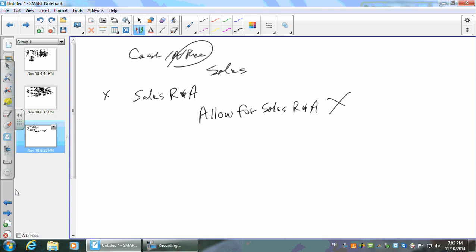More likely to be a credit to the allowance. What's the debit going to be? It's going to go where? Cost of goods sold. That's it.